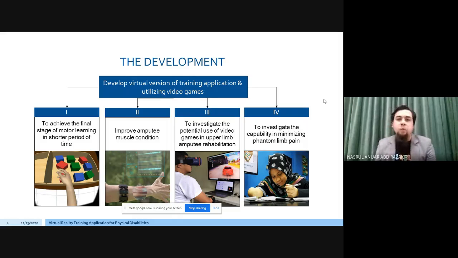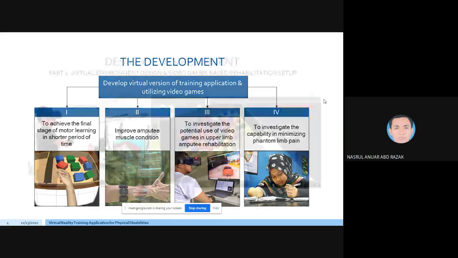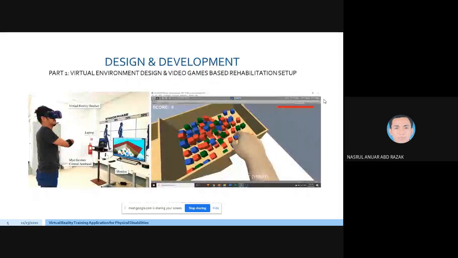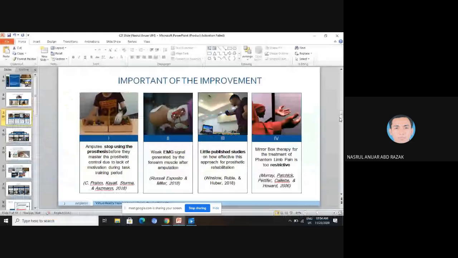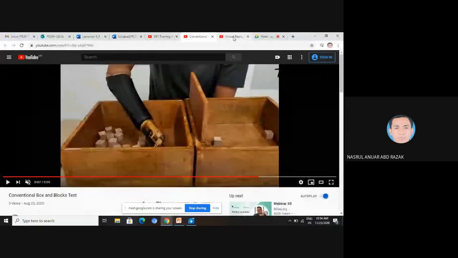And then we are also investigating minimizing phantom limb pain while using prosthetic and orthotic devices. Okay, so the design development, as you can see from the figure here, this is what we did. We converted the game into a virtual way. I have a video here to make it clear what this actually is.